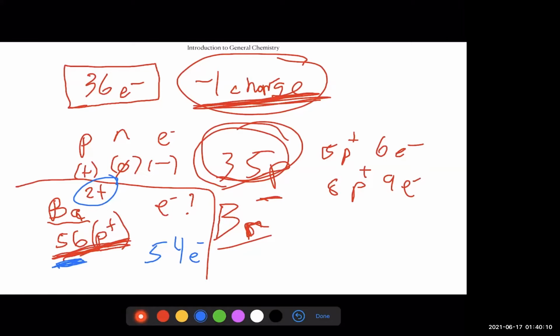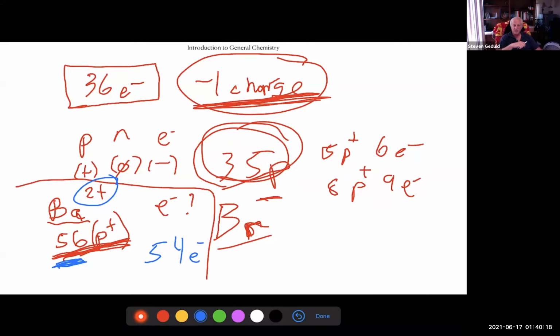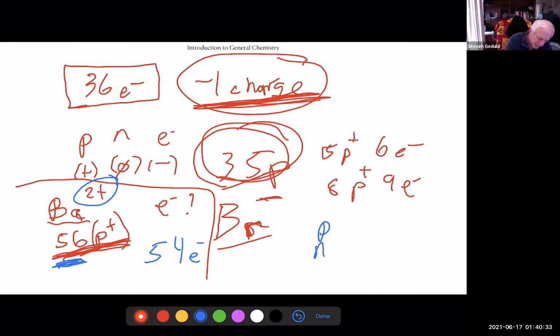Yeah, so just to reiterate, you said protons don't change, neutrons determine the mass, and electrons determine the charge. Perfect. Because neutrons can change and electrons can change, but protons cannot change. Remember, you look at protons, neutrons, and electrons.